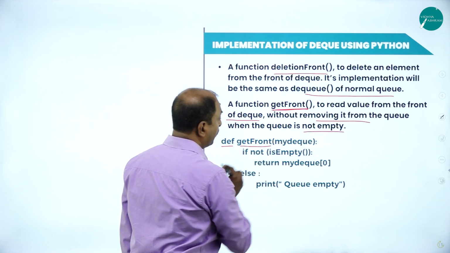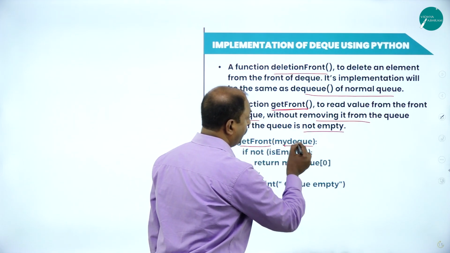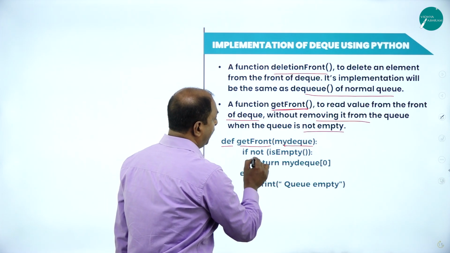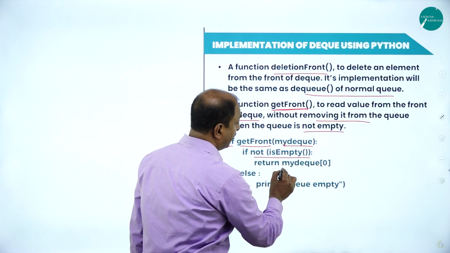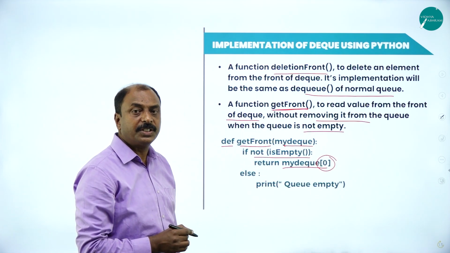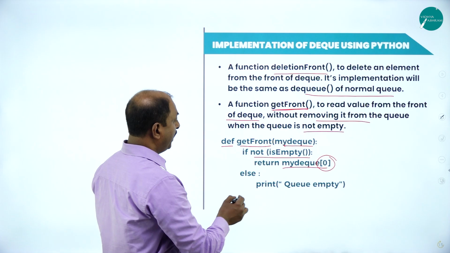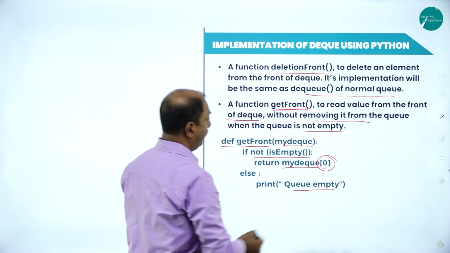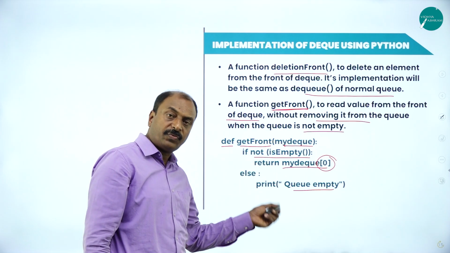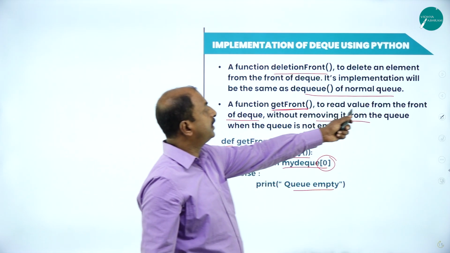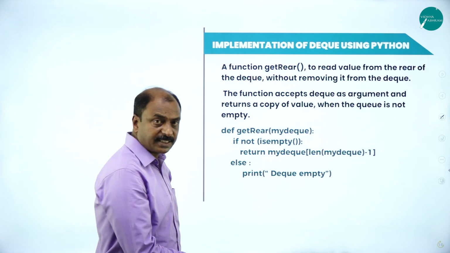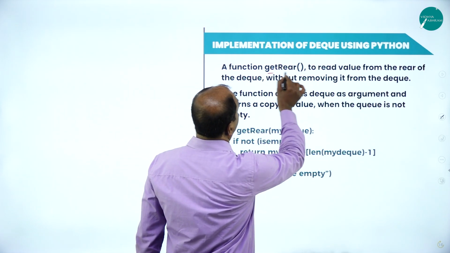Get front is the name of the function. my_dq is the name of the DQ. And here we are using the syntax: if not is_empty, return my_dq[0], because 0 is the first index of a list. Else print queue is empty. So this is the syntax of the function which has been defined to read the first element of the DQ. In the next slide, we will see the get rear function.